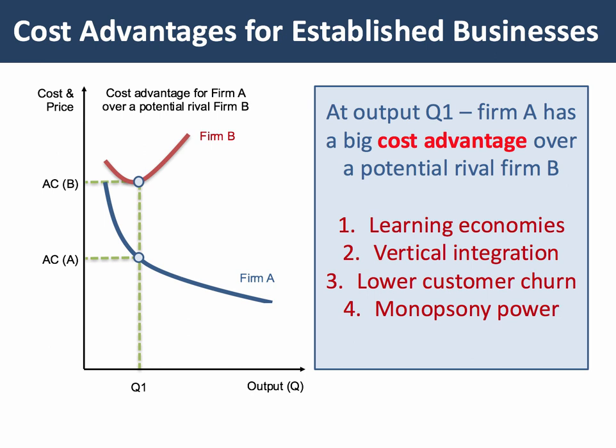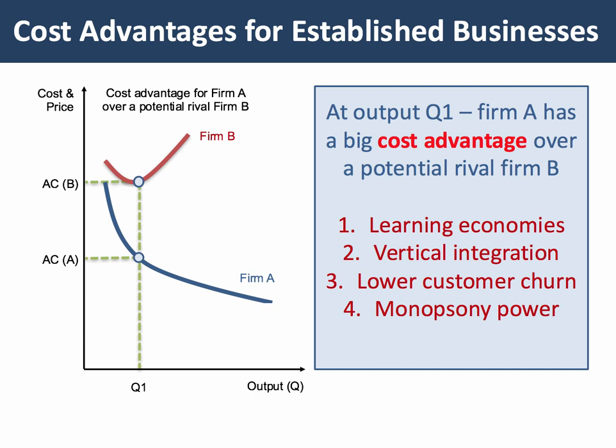I've put point 3 as lower customer churn. Well, what lower churn means is that it's more expensive to sell to a new customer than it is to market and sell to an existing customer. And if you can have substantial brand loyalty in the market, that again is a significant cost gain.